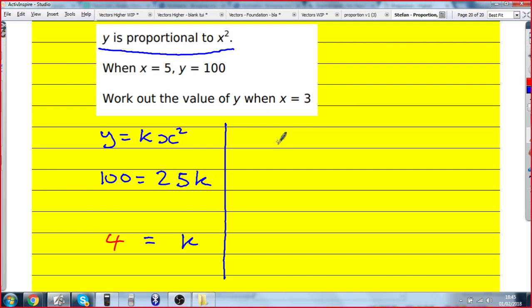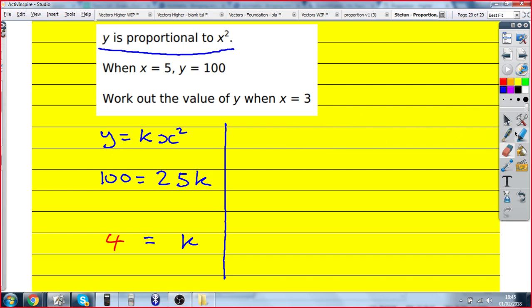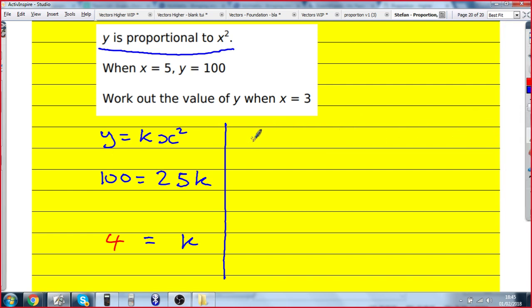No, y equals 4/3. Well, if you sub k into your formula, what do you get? So this is our formula. What do you get when you sub in k? Y equals kx squared. What is k? 4. Yeah, so y equals 4x squared.